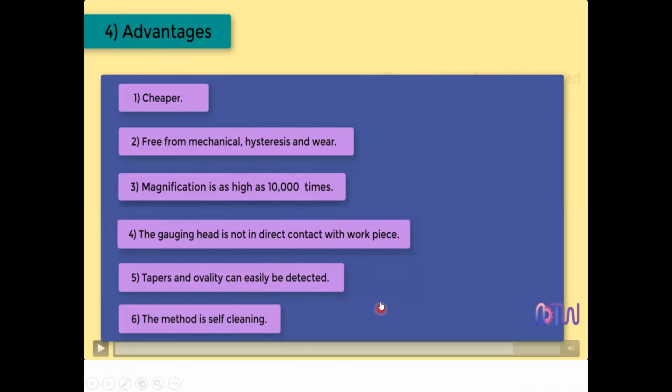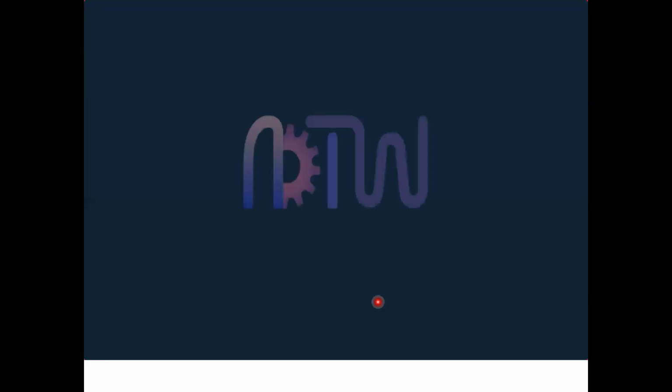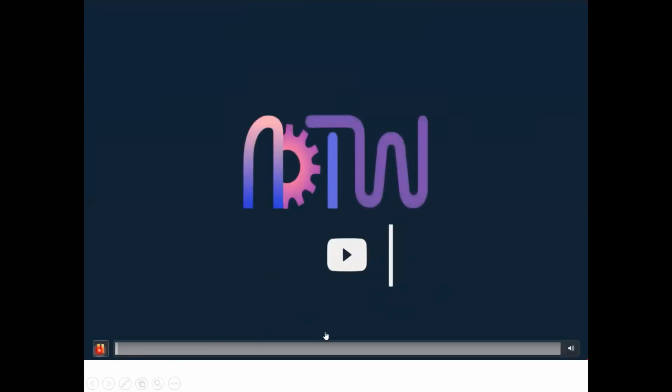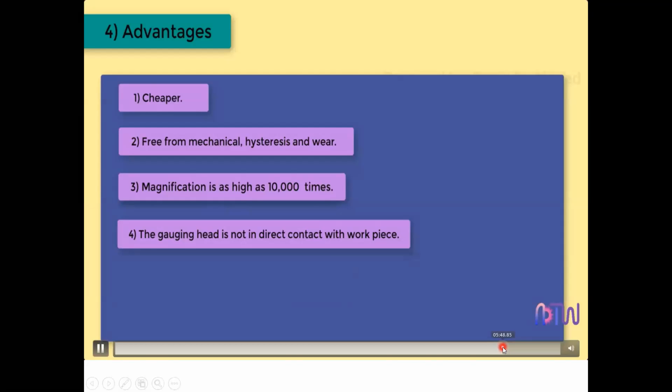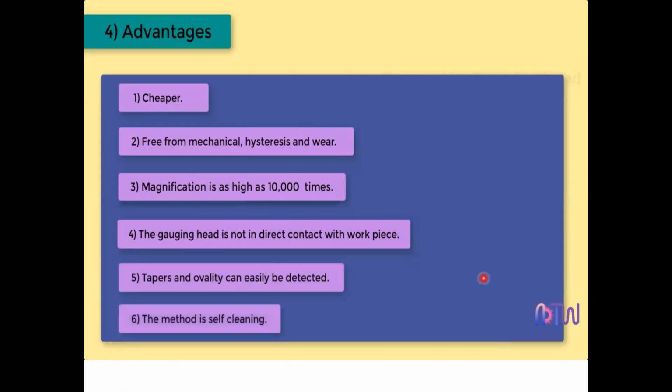The method is self-cleaning. Why? Because filtered air is passing through the inner surface of the cylinder, so it automatically cleans the inner surfaces. That is the reason why it is called self-cleaning. This makes the method ideal to be used on shop floor for online controls.